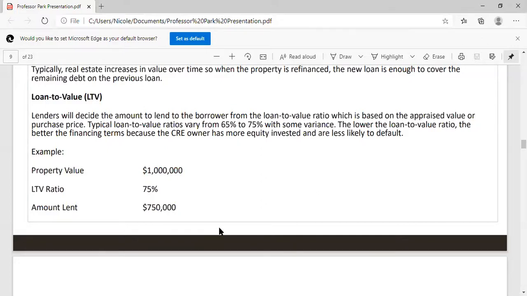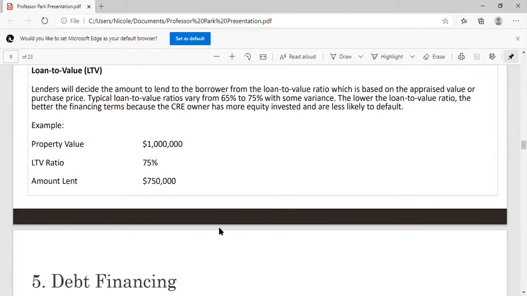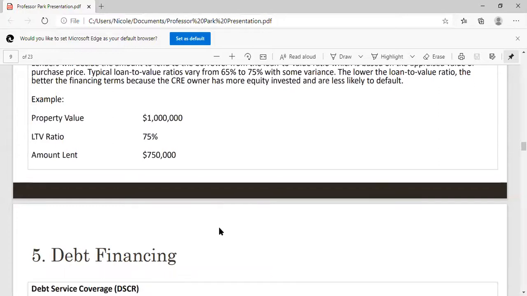However, if it's not a very well leased up property, the lenders will think it's more risky, and so they'll require you to put more of your own skin in the game, or more equity, and they'll only loan you up to 65% of the value of the property. So there's a simple explanation here. Say the property is valued at $1 million. The lender decides to lend you 75%, that's $750,000. So you would have to come up with the remaining portion for equity.